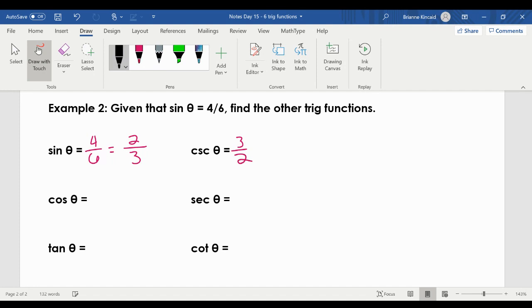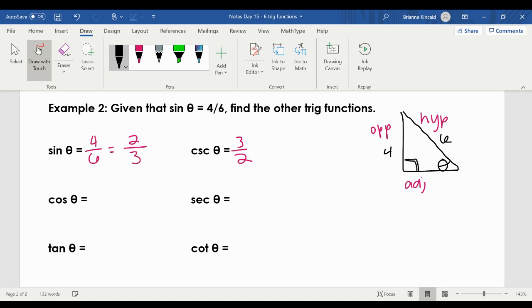Now, the one thing that would make this a little bit easier is to draw a picture. I know I'm working with a right triangle. It does not matter which angle you choose to be theta. I'm going to choose this one and label my sides. This is my hypotenuse, my adjacent, and my opposite. So I'm given sine is 4 over 6. That's opposite over hypotenuse, 4 and 6.